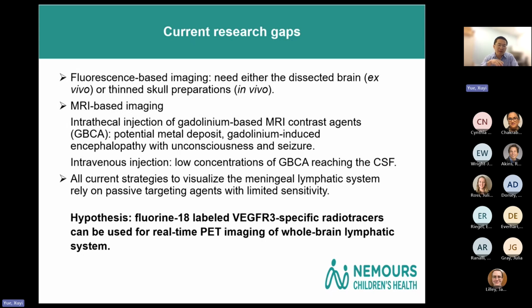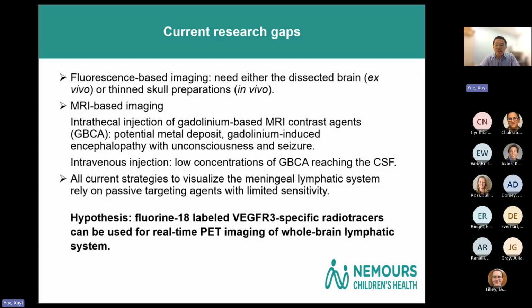So in that case, when we do the live animal study, they need to shave the skull, make the skull very thin to look at the live brain. Because when you look at the whole brain, the skull is thick, and the penetration of optical imaging is very low. You have a challenge to look at whole brain with optical imaging. That's a major disadvantage of optical imaging.